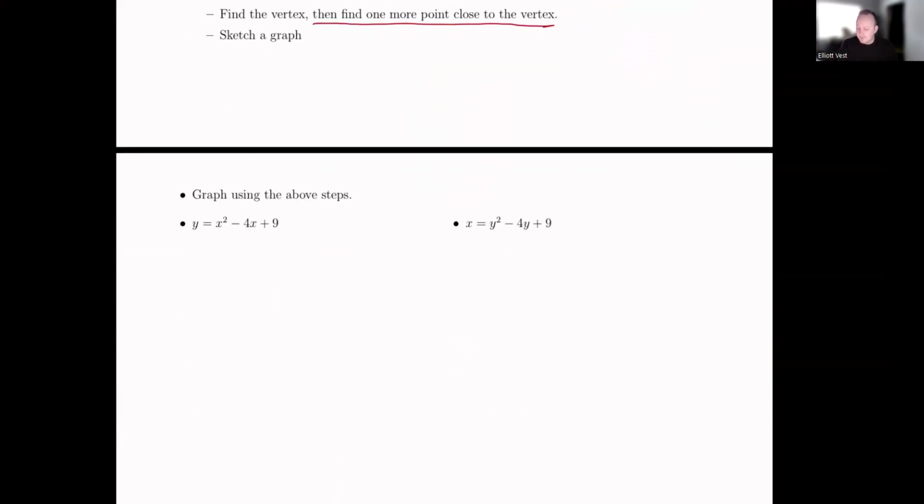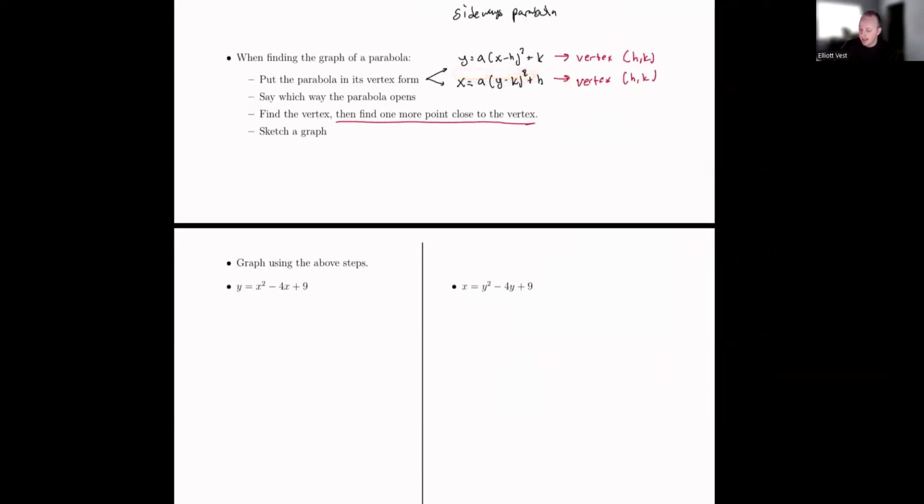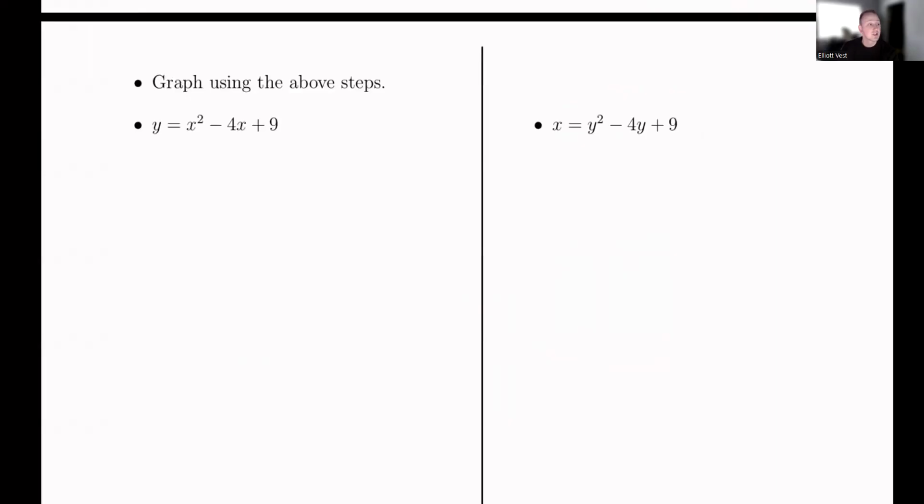Okay, let's graph using the above steps here. Well, notice for one, we have a y equals x squared and an x equals y squared. And actually, these look like the same exact equations. It's just that one of them is in the form y equals x squared, the other in the form x equals y squared, right? So the process for each of these should still be the same. And if you remember, how did we graph things like this? Well, one of the strategies we showed was putting it into vertex form. And how do we put it in vertex form? We have to do some complete the square, right? And go from there. So that's what I'm going to do.